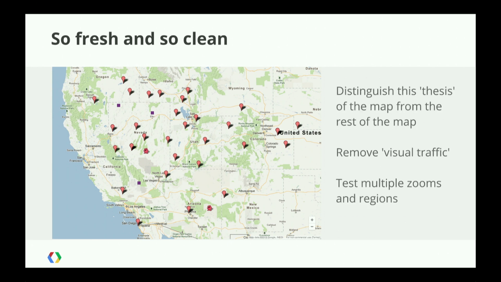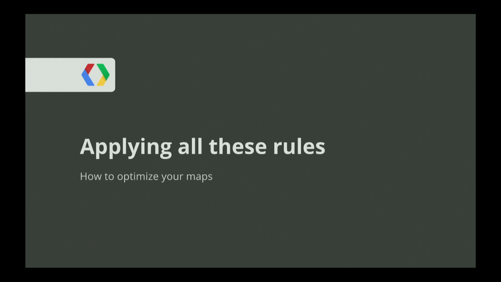And what this ends up with is a map that's meaningful, but also so fresh and so clean. So you've removed visual traffic, you've distinguished the meaning of the map from the base map, and it's something that, again, is easy to scan, and something that users will be able to get the information that they need to glean from it. And again, as I said before, test it at multiple zooms and regions. So how do I apply all these rules?